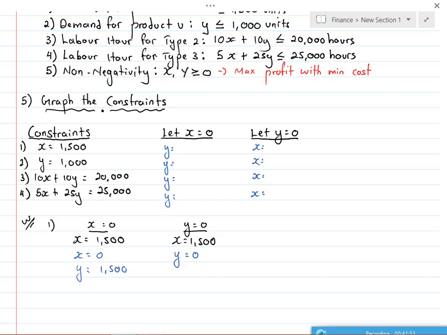Very simple. X equals to 0. Y is how much? 1,500. Sure. If y equals to 0? X is 0. Confirm.